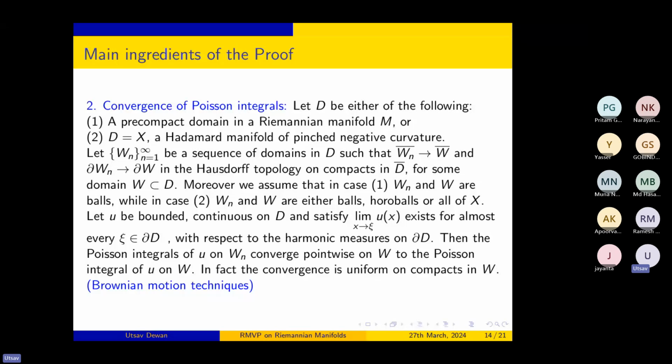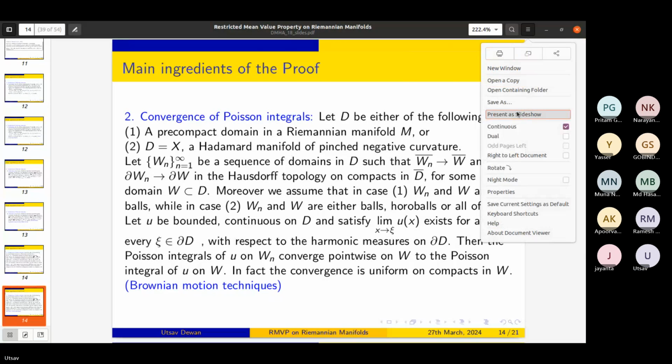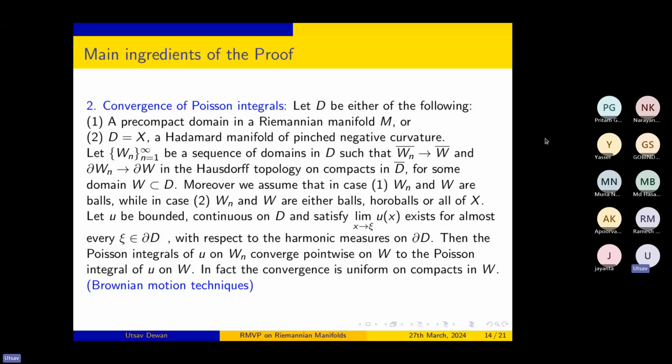then one can associate to that a Markov process. One can associate a Markov process to any Feller semigroup, and that Markov process is the Brownian motion we're talking about. Now, since we are looking either at a precompact domain in a Riemannian manifold M, or at a negatively curved manifold, this Brownian motion is always going to be transient. Look at any point, and almost surely the Brownian motion will escape that space.